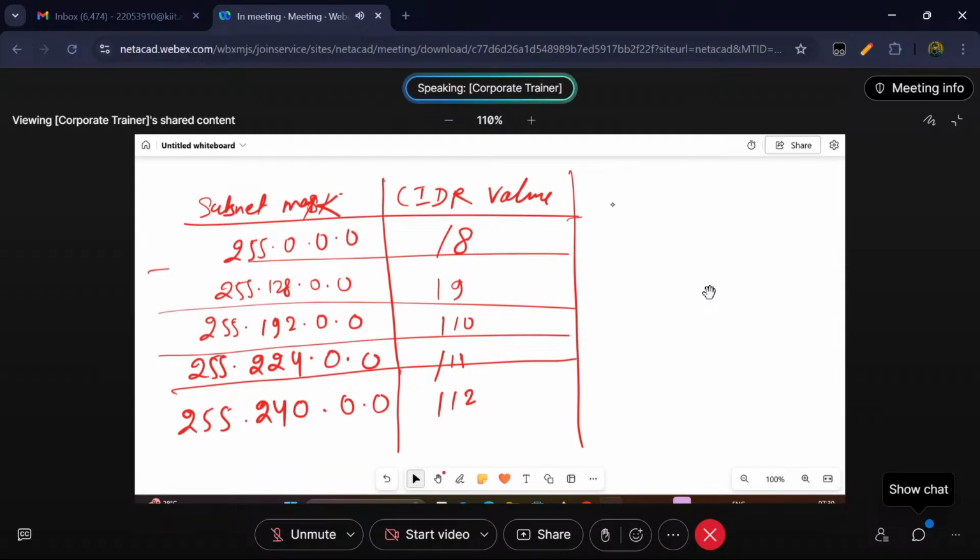Remembering is not very difficult, because 8 bits all 1 is automatically 255. You all know that already. /9 is what? Just 1 bit from the second octet. The first 8 bits are 1, which is already 255, and from the second octet 1 bit becomes 1 and the rest of the bits are 0. So what is the value? 128. So in that way you can remember.